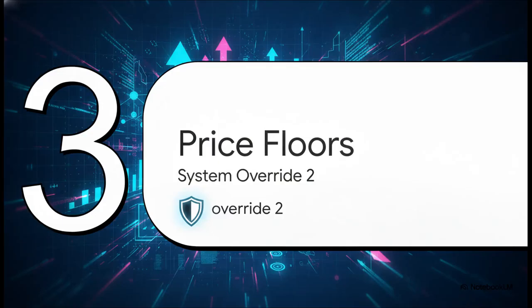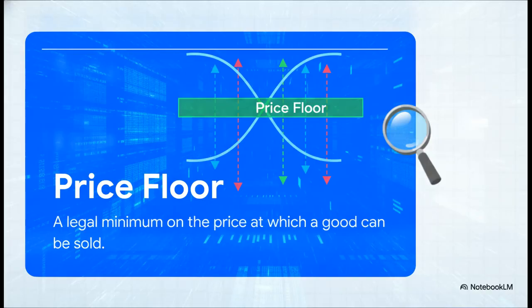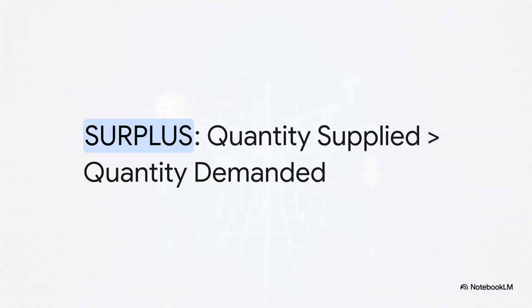All right, Section 3, Price Floors, System Override 2. So let's totally flip the script and analyze the opposite intervention. A price floor is a legislated legal minimum on the price at which a good can be sold. These tools are typically designed to protect sellers by ensuring prices don't drop too deeply. But just like a ceiling, legally blocking a price from reaching its natural resting point introduces a completely different but equally severe market anomaly. The system error this time?